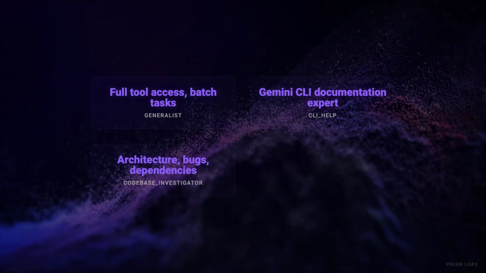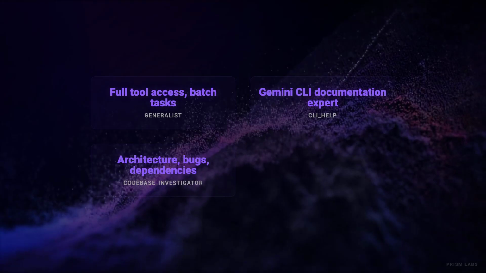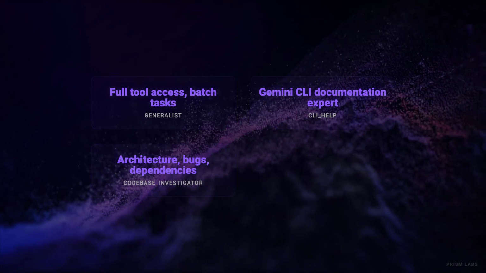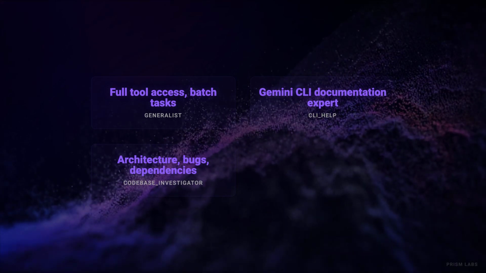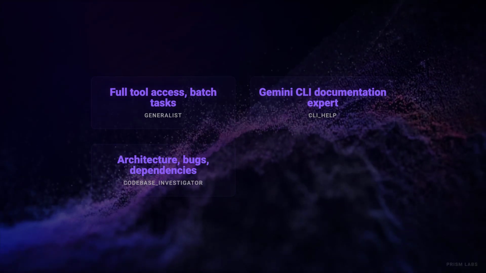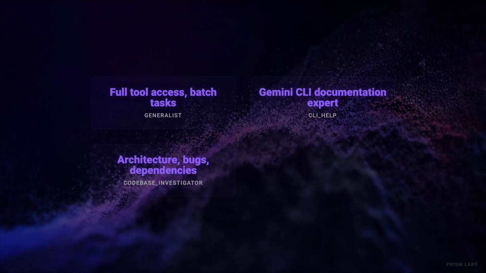Gemini CLI ships with three subagents out of the box. The generalist is a general-purpose agent with full tool access. It handles batch refactoring, high-volume output tasks, and anything that needs broad capabilities. Use it for tasks like updating license headers across an entire project, or refactoring patterns across multiple files.